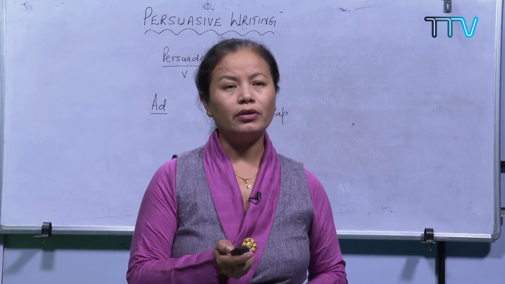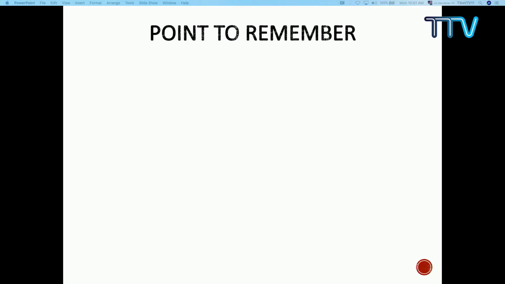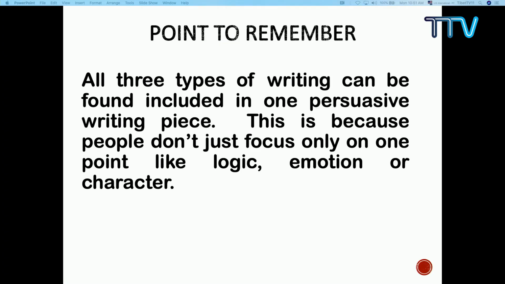What else do you need to remember? You look at the slide, okay? So I told you earlier, all 3 types of writing can be found in one persuasive writing piece. It doesn't need to be a separate piece always. It doesn't necessarily mean one persuasive paragraph is all about reasoning. It's not necessary that you have to use only reason in one persuasive paragraph, only emotions in another persuasive paragraph, and then character. So it's not that. You can include all 3 together in one piece of persuasive writing.